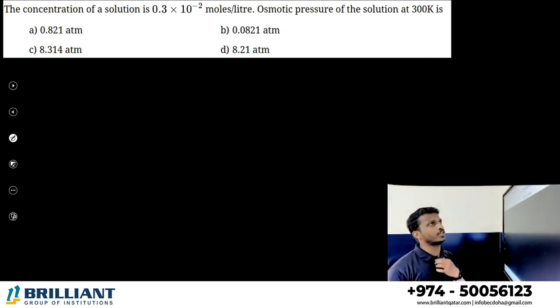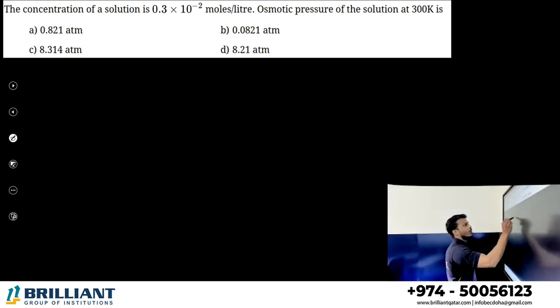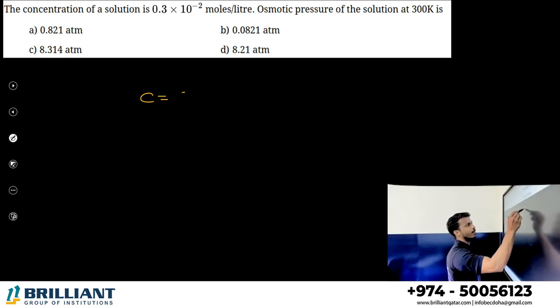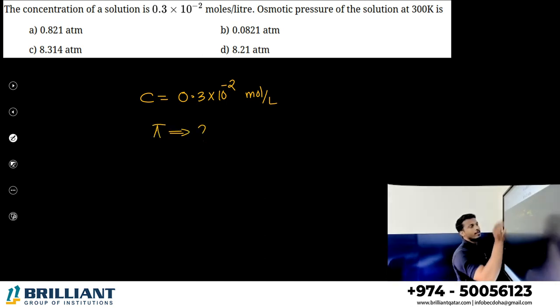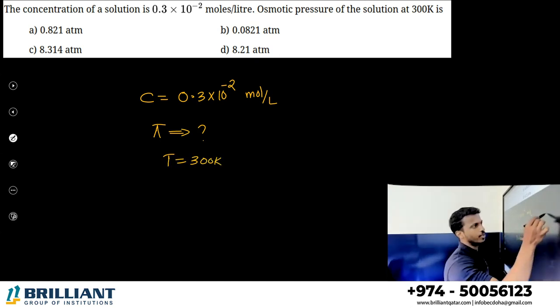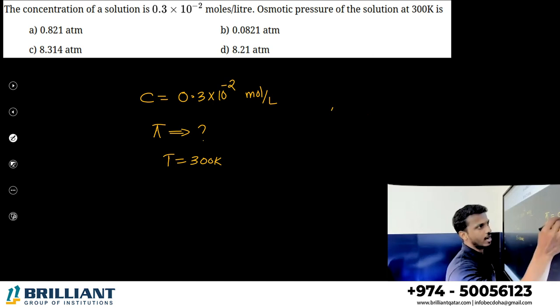The concentration of a solution is given in mole per liter. The osmotic pressure of the solution at 300 Kelvin is? Dear student, concentration, how much is given? 0.3 into 10 to the power minus 2 mole per liter means molarity. Osmotic pressure is supposed to be found out. Temperature is given 300. What is the equation for osmotic pressure? Pi is equal to CRT.